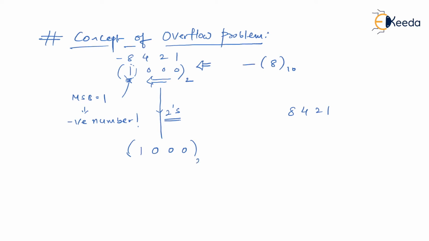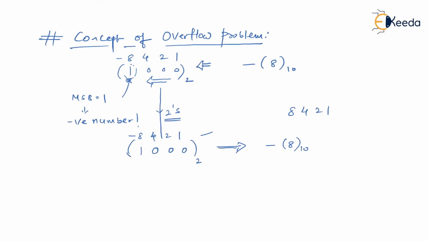I hope you understand that. But as you can see, in spite of taking 2's complement, I'm not getting positive 8. I'm getting the same representation. And for the same representation, obviously the binary weight remains same, that is minus 8, 4, 2, 1. Therefore, still what I have got is minus 8 to the base 10.